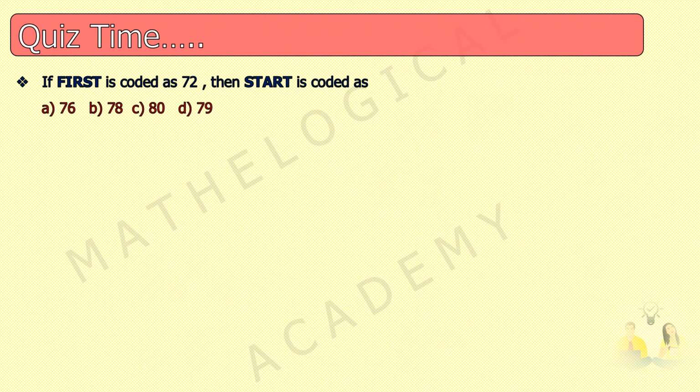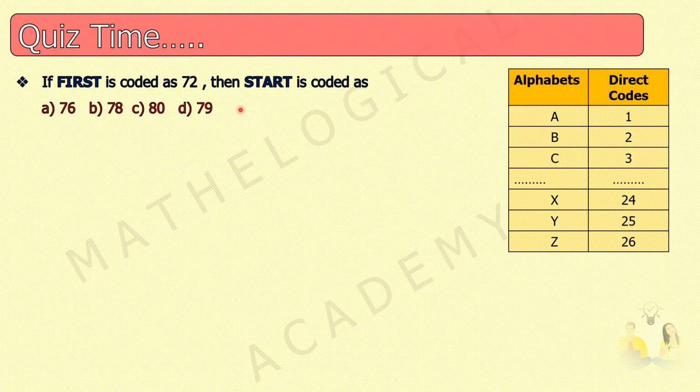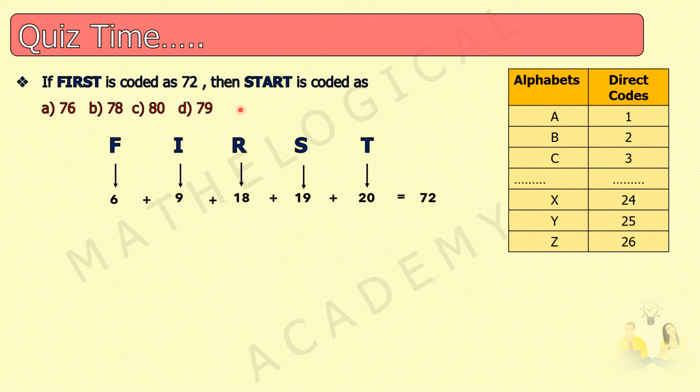Second question. If FIRST is coded as 72, then START is coded as. You have 5 seconds. Your time starts now. Here they have asked serial coding. So we'll write the serial numbers with the letters. Serial number of F is 6, I is 9, R is 18, S is 19, T is 20. When we add, we get the total 72.